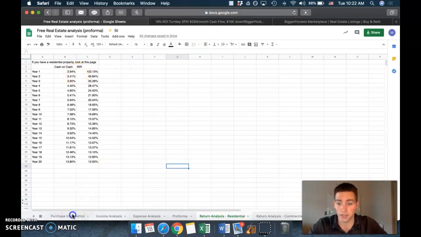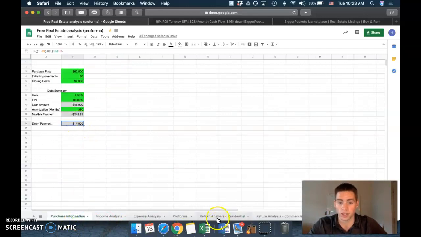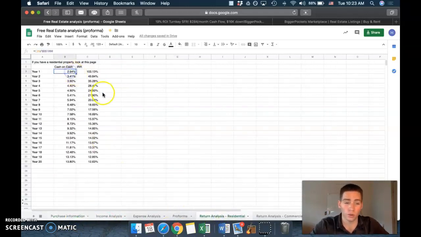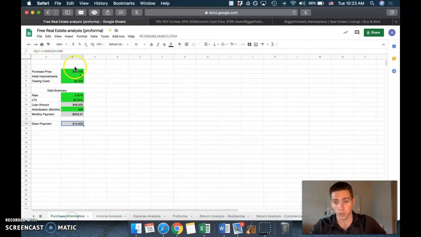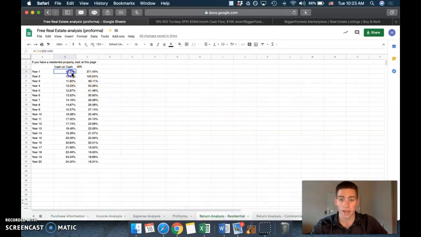This property, even at the $60,000 mark with $14,000 down, we're only making a 2.9% cash on cash, which is horrible. Okay, you guys should be shooting for at least 10, if not 15 to 20% cash on cash. So in order to hit your goal, you need to come back here to the purchase information, and you need to enter, let's say $45,000, and let's see what kind of cash on cash that gets us. Now we're at a 10% cash on cash on this property.